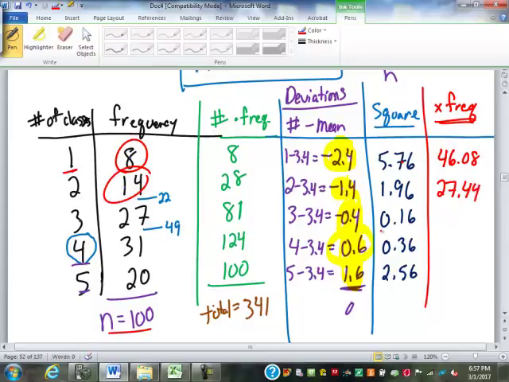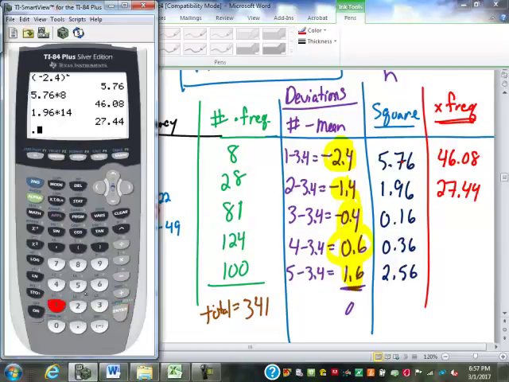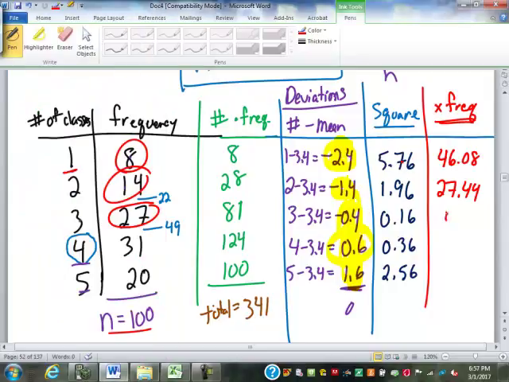0.16 is going to be multiplied by 27. 4.32. 0.36 is multiplied by 31. 31.